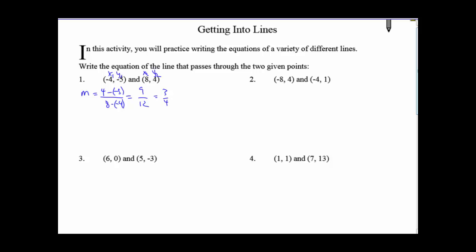Let's take again our first point, and we're going to set negative 5 equal to our slope times the x-coordinate, which is negative 4, plus b. So negative 5 equals negative 12 divided by 4, which is negative 3, plus b. So plus 3, and we end up getting b is equal to negative 2. So our y-intercept is negative 2. If we write the equation, we're going to have y equals 3/4 x minus 2.